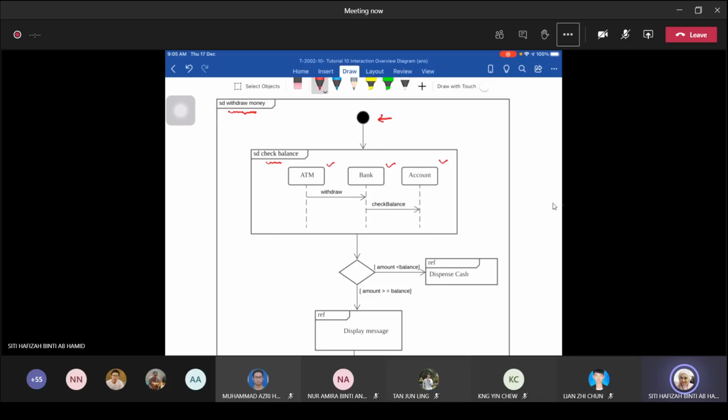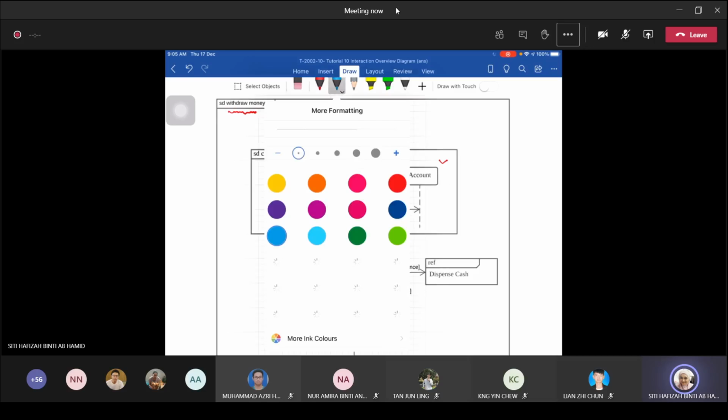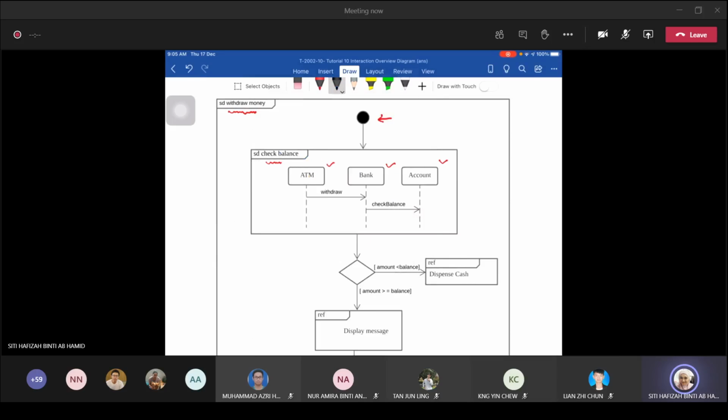I think I made some mistake here. So this one should be like this. This one should be a rectangle, not a rounded rectangle, because this is an object, right? It's a class.